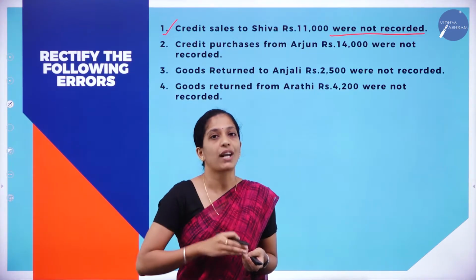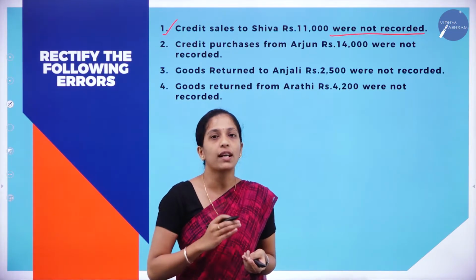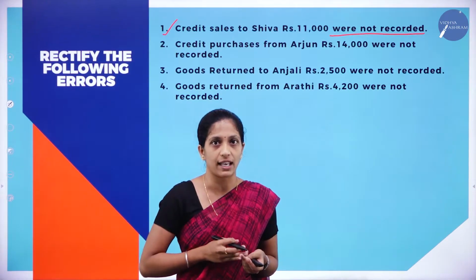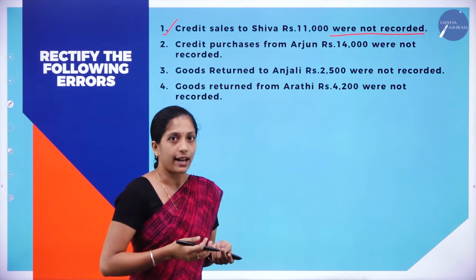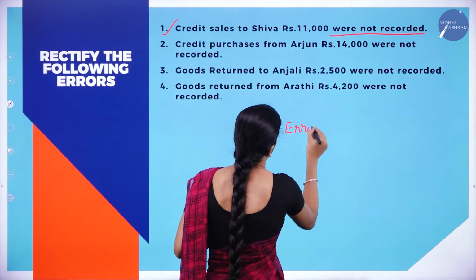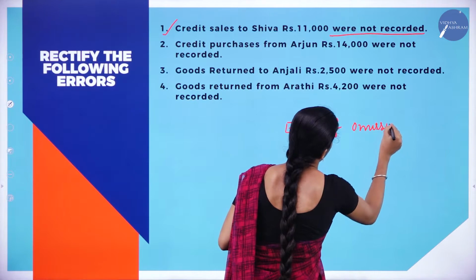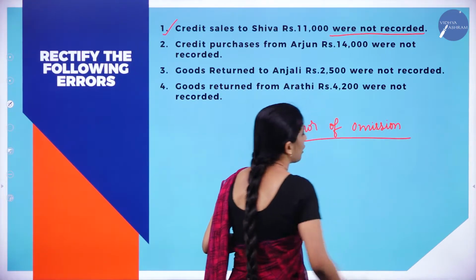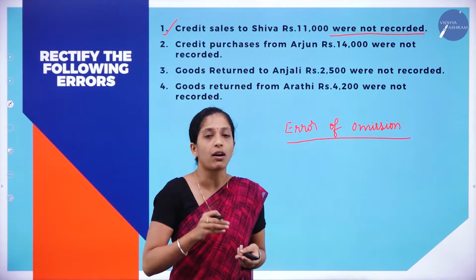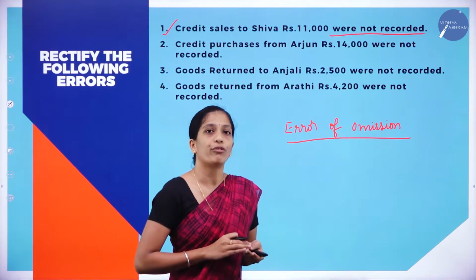In our previous session, we already discussed the types of errors. So what are the types of errors? Error of omission, error of commission, compensating error, error of principal. So there are various types of errors, right? Now they have not recorded this transaction. So what type of error is it? It is error of omission. Now what is error of omission? If I have left out recording any transaction, those types of errors are called error of omission.